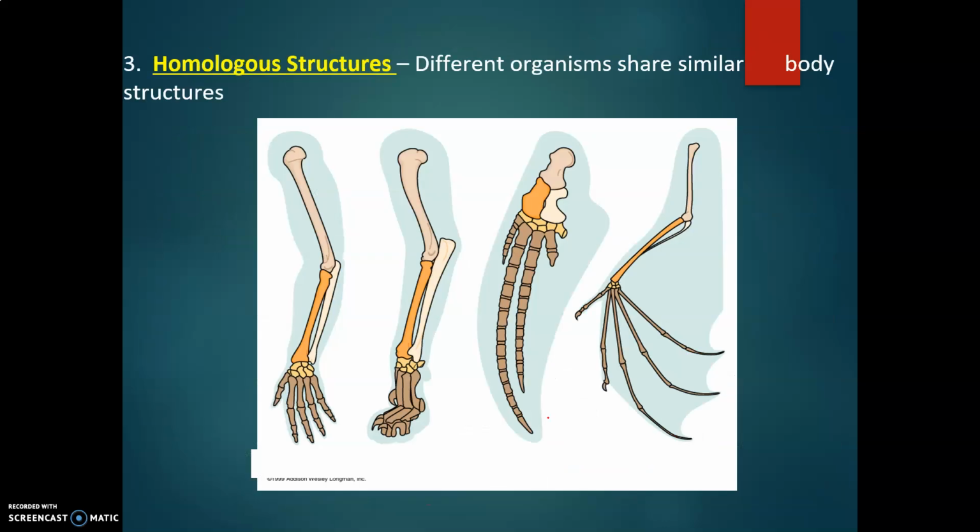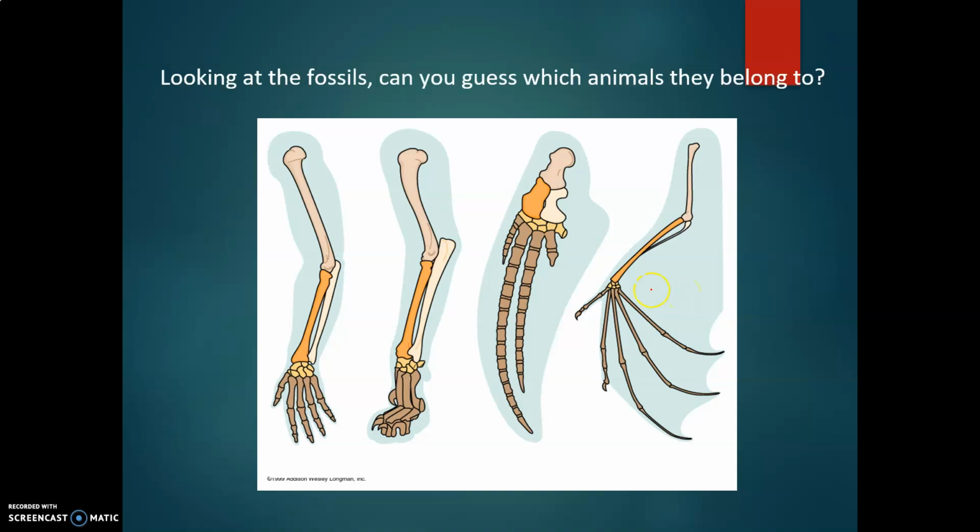Homologous structures. Homologous. Homo means what? Same or different? Same. So these are homologous structures. These are different organisms that share similar body structures. I know this is crazy, but let's look at this right here. Okay. Looking at the fossils, can you guess which animal they belong to? So here's this one. What do you guys think it is? Shout it out on 3. 1, 2, 3. What about this one? What do you think this is?